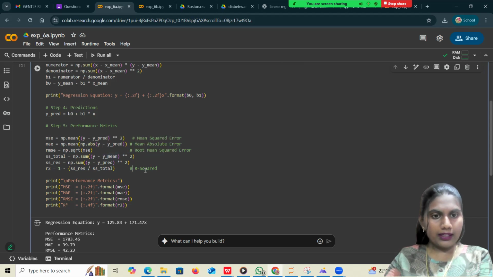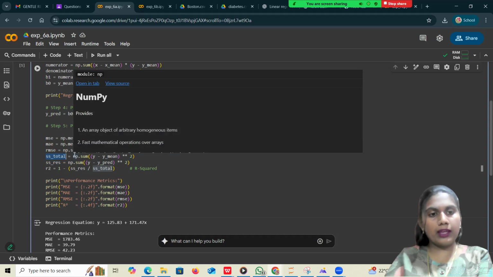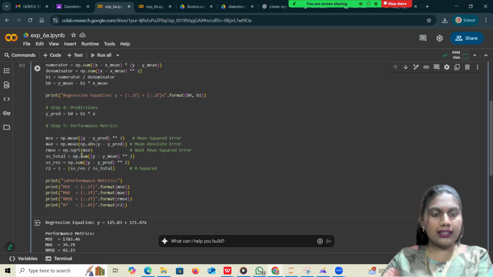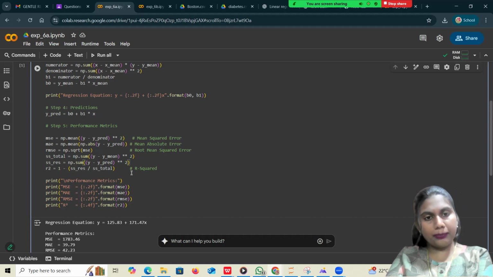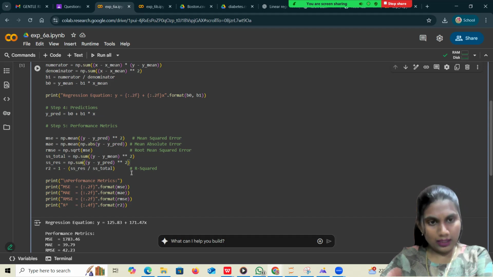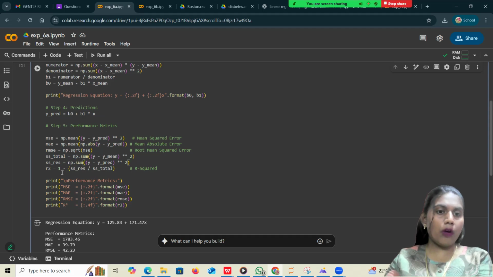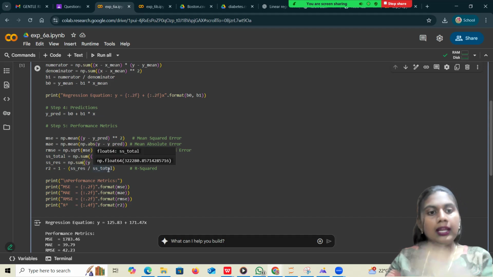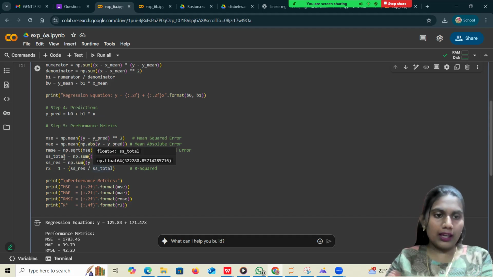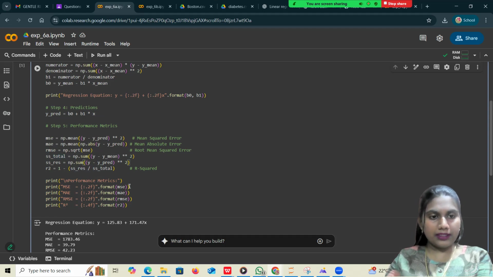Then we are going to find R squared. For that we are giving a variable total and storing the value of the sum of (y minus y mean) power 2, then the sum of (y minus y_predict) power 2. Then for the R squared we are giving 1 minus residual divided by the total value which we have stored. Then we are printing the values.